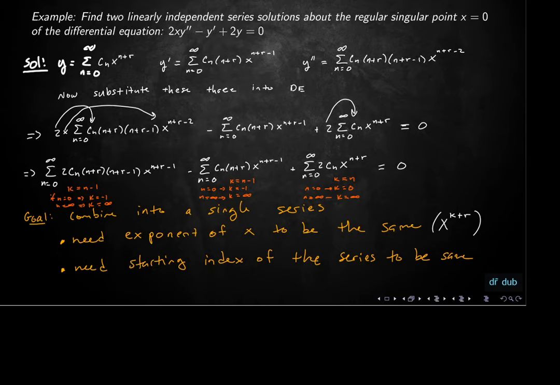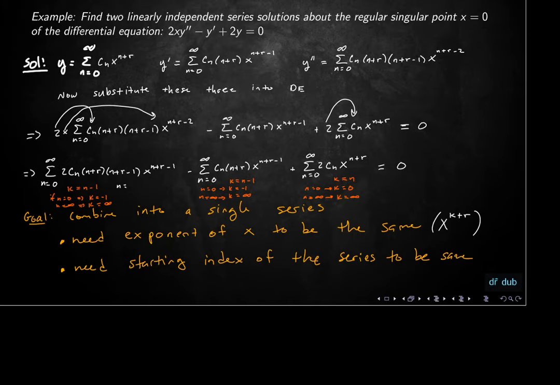So we're going to take all of that and change how our series look. We're going to change the variable from n to k. So let's do that. That's going to give us a summation from k equals negative 1 to infinity. Well, if k is equal to n minus 1, then n is equal to k plus 1. So everywhere we see an n, we're going to substitute a k plus 1. So that'll be 2 c_(k plus 1) times (k plus 1 plus r) times (k plus r), x to the k plus r.